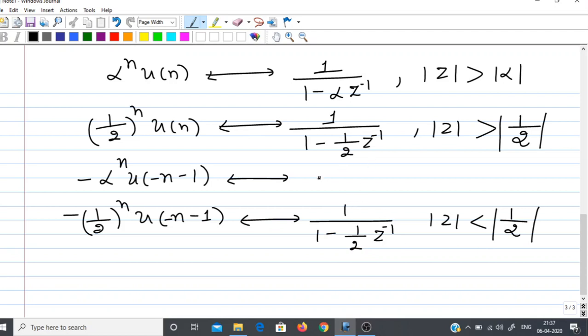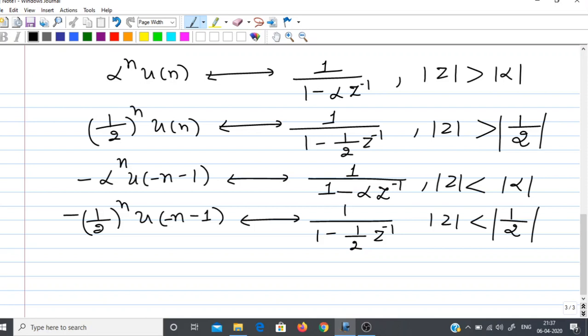So from analogy, what would be the z transform of this sequence minus alpha to the power n u of minus n minus 1? It will be 1 upon 1 minus. This half would be replaced by what? Alpha z inverse. Now what would be the ROC? Mod z is less than what? Mod of alpha. Here alpha was half. So now we have generalized these two examples.